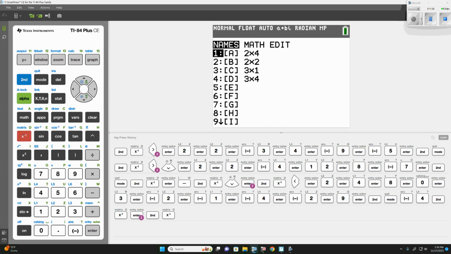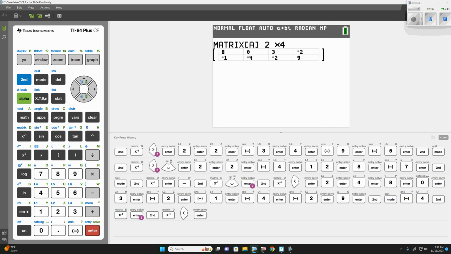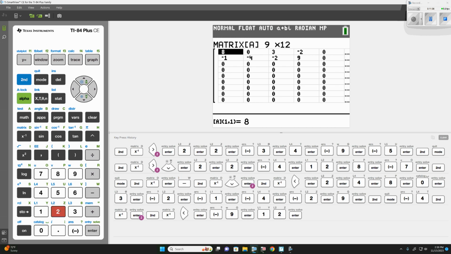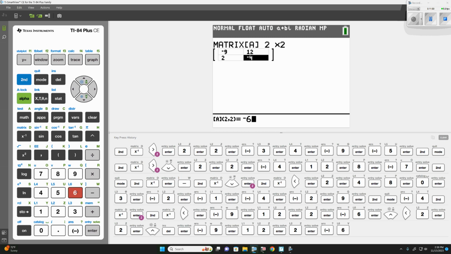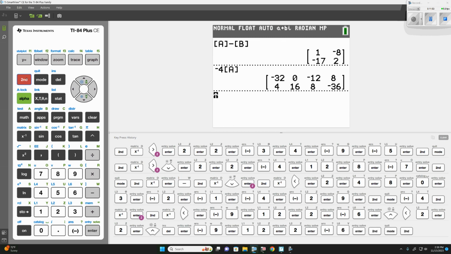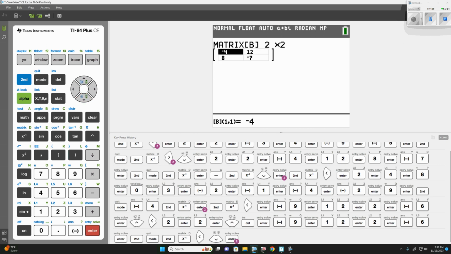We can also, in the calculator, go second matrix. Over to edit for A. It's 2 by 2. -9, 12, 2, -6. Second quit, second matrix. B. It's also 2 by 2. -4, -8, 2, -3. Questions on this here?